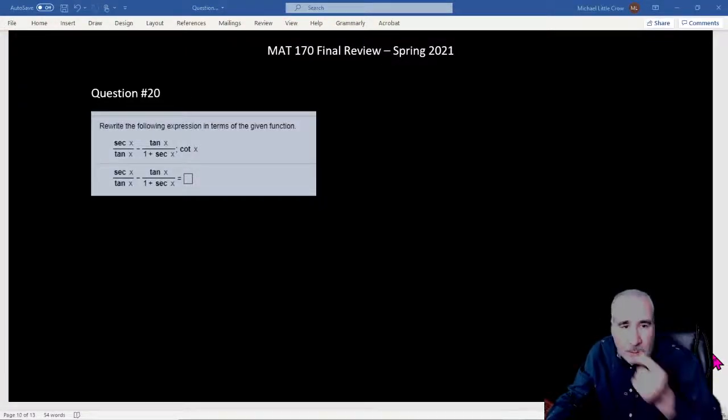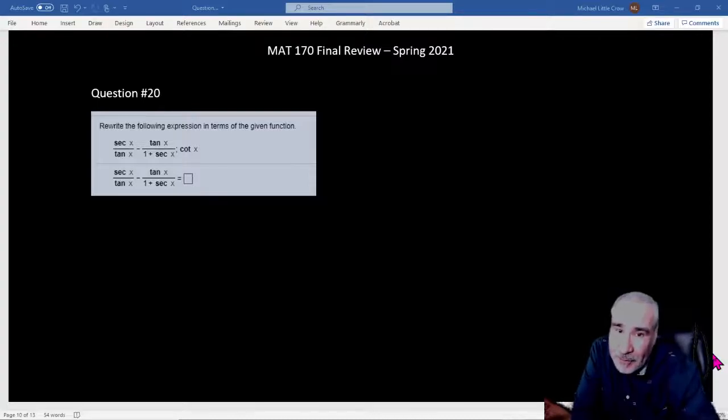Number 20. I'm going to try to get a couple more done tonight, and then tomorrow's Friday, get the balance hopefully done.